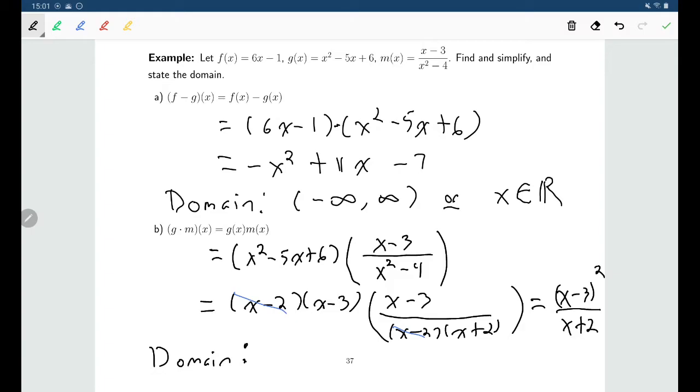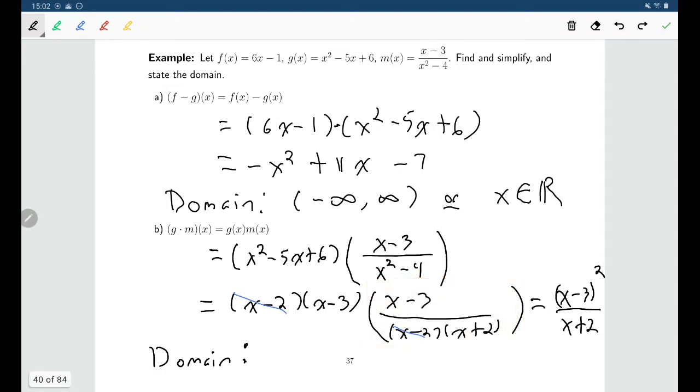So the first function, g of x, that was our nice little polynomial. That's defined for all real values. That's good for any x that we feel like putting in. But if we're thinking about m of x, the second function, that had two excluded values. X could not be 2 and x could not be negative 2.